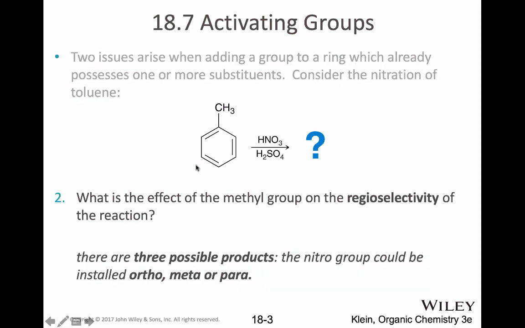The other thing to consider is, where does the nitro group go? If you think about it, when I do a nitration on a mono-substituted ring, I could add to the ortho position, I could add to the meta position, or I could add to the para position. Where the next group goes is called the regioselectivity of the reaction. And so we're going to look at where that next group goes.